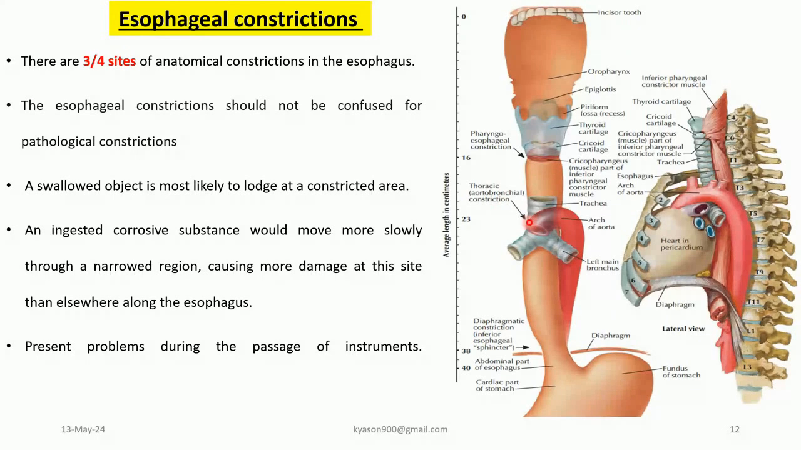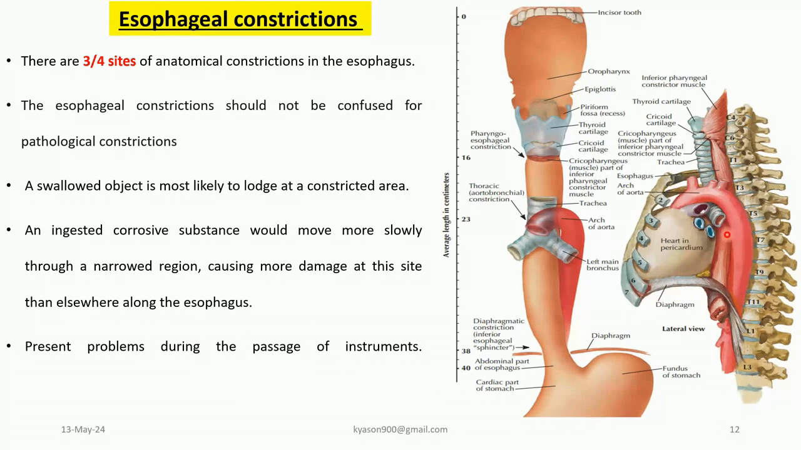That's why I said you can describe these constrictions to be either 3 or 4. Okay? If you are keen, you can take this as the first constriction at the level of C6. At the level of T4, we have the aortic constriction. At the level of T5, we have the bronchial constriction. But I said you can take these as one and call it the aortobronchial constriction.